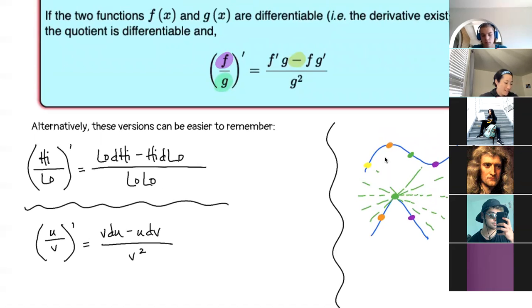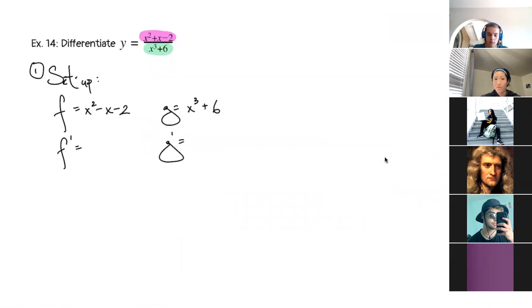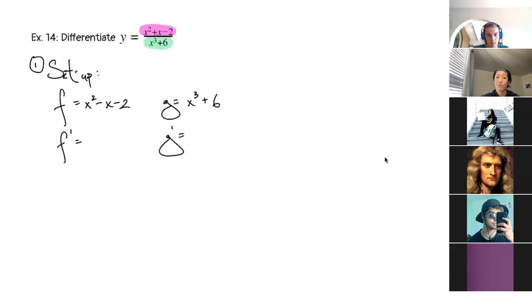All right, let's move on to situations that address Aylin's question about how do we know when we have to use the quotient rule and how can we get away without using it, okay? So for better or for worse, the next two examples, we have to use the quotient rule, okay?